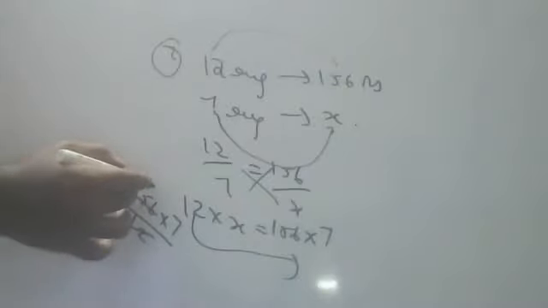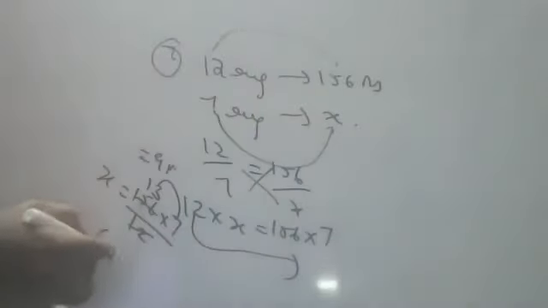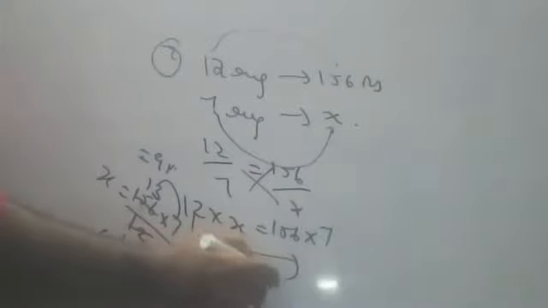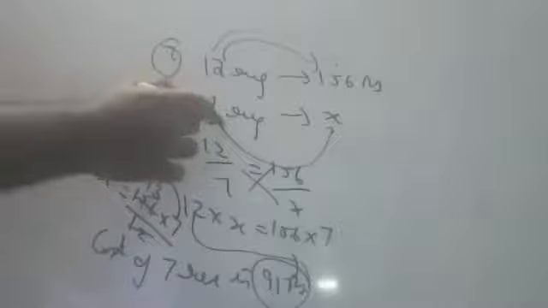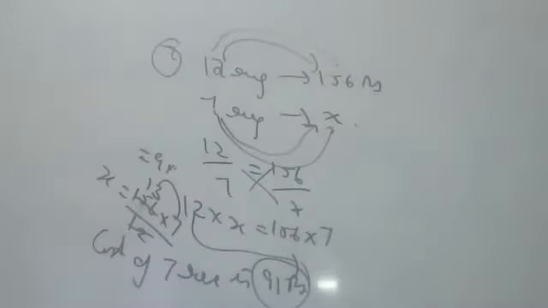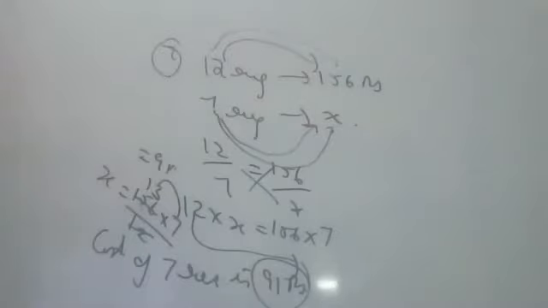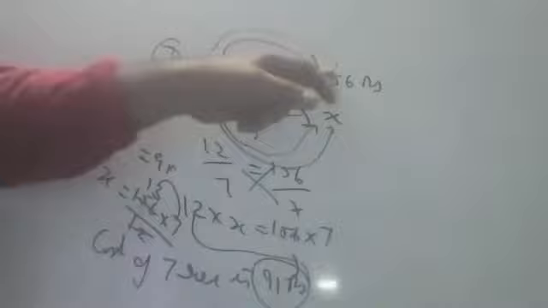12 ones are 12, 12 threes are 36, 13 sevens are 91 rupees. So the cost of 7 registers is 91 rupees. Of course, children, because when 12 registers cost 156, 7 registers will cost less, 91 rupees. If this is decreasing, this is also decreasing, so it is direct proportion. So the cost of 7 registers is how much, children? 91 rupees.